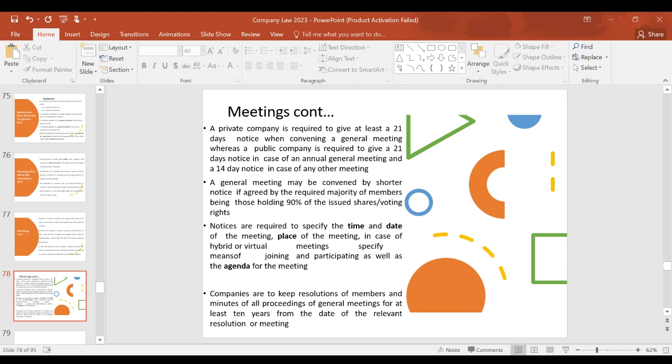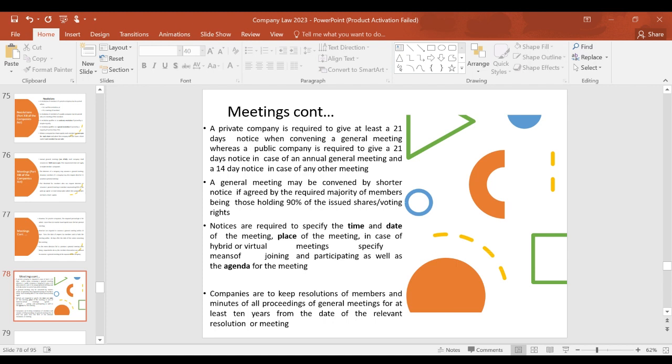Now, a general meeting may be convened by a shorter notice if and only if at least 90% of the majority shareholders have agreed or have requested for it to be so. So we can shorten the timeline, which is the 21 days, into a very short notice kind of meeting, if at least 90% of the members have requested or are okay with this particular meeting being constituted on a short notice, other than the 21-day period as required by the law, the Companies Act of Kenya 2015.